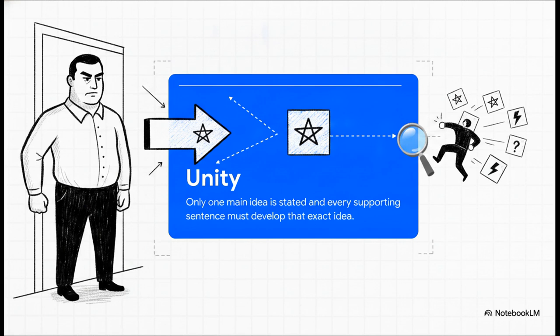Think of unity as a super strict bouncer at the door of your paragraph. If your topic sentence is about the effects of TV on society, unity makes sure you don't accidentally let in a random sentence about the invention of television. If a sentence doesn't directly support the controlling idea, the bouncer kicks it right out to the curb.